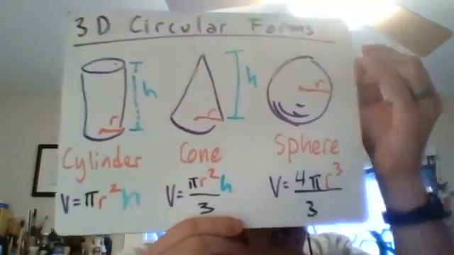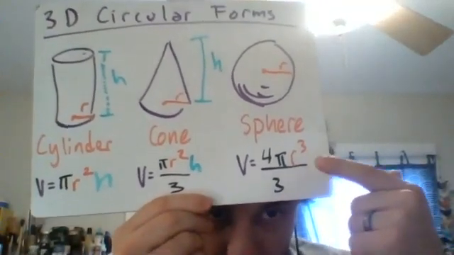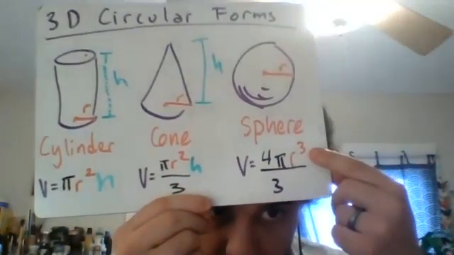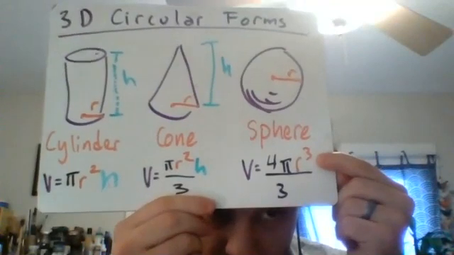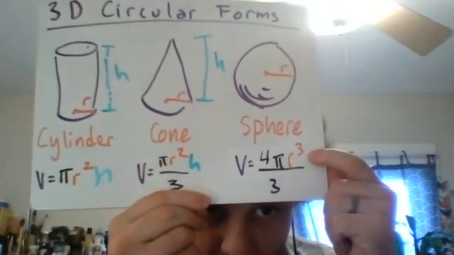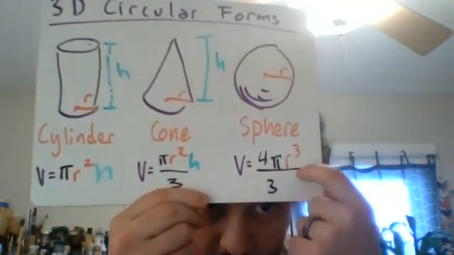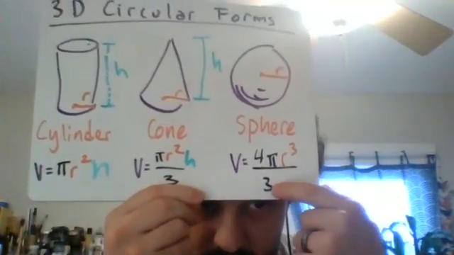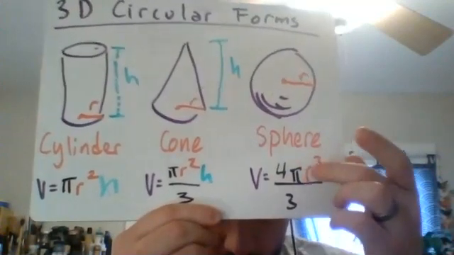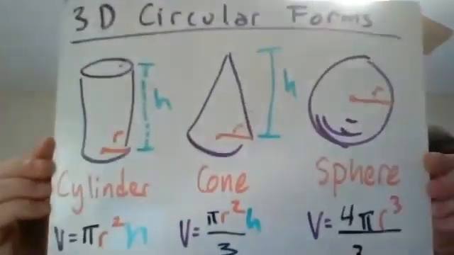Okay. And lastly, for the sphere, we take a familiar form, pi r, and instead of taking it pi r squared, we're going to do pi r to the third, because we're working in 3 dimensions here. And we just multiply this quantity, pi r to the third, by 4/3. So it can be written as 4 pi r cubed divided by 3, or 4/3 pi r cubed. And that's how you get the volume for circular forms.